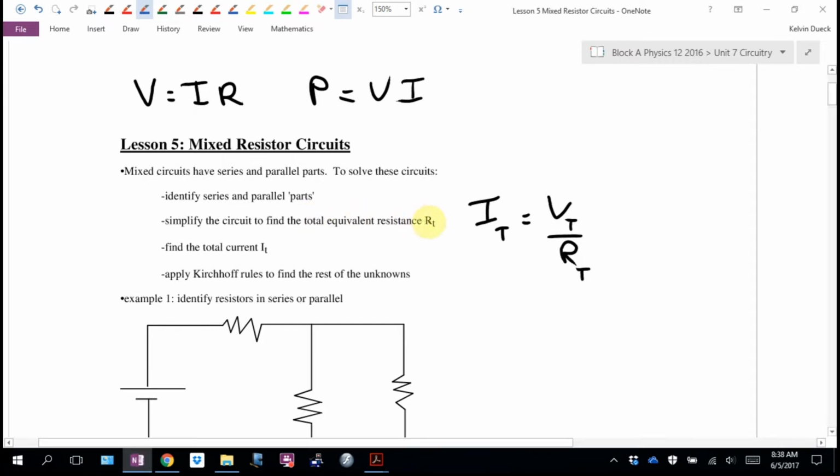So after we know total resistance, we want to find total current. By the way, total voltage is usually going to be the voltage from the battery or cell. And then apply Kirchhoff's rules.